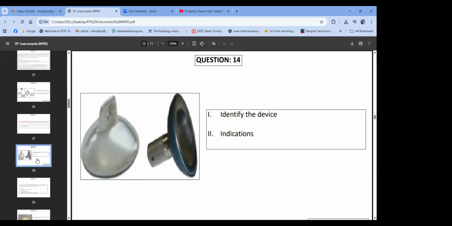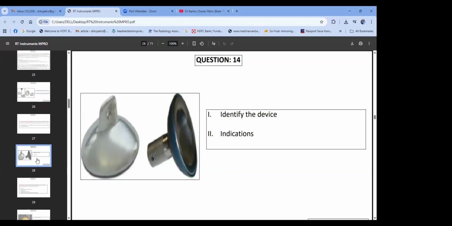So identify the device and indications. So this is an eye shield. Eye shield is used to protect the lens, retina, and cornea from radiation exposure. Its indications are periorbital skin cancers, eyelid tumors, conjunctival lymphomas, and orbital tumors.